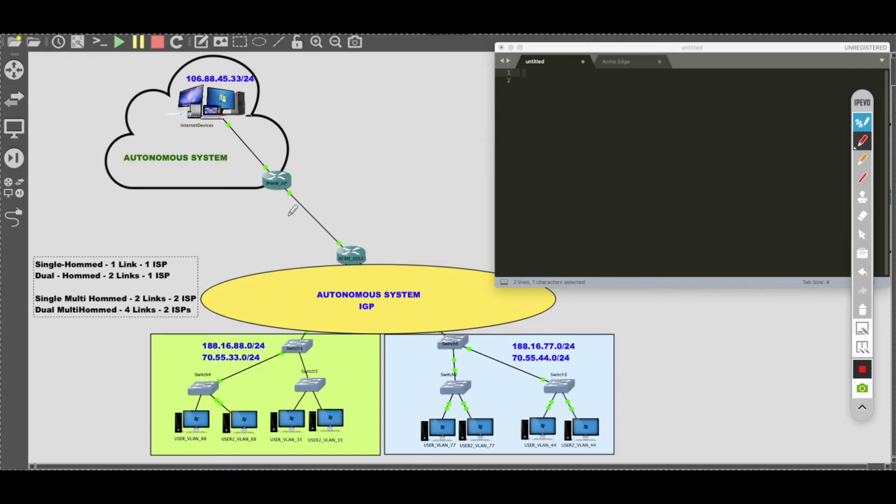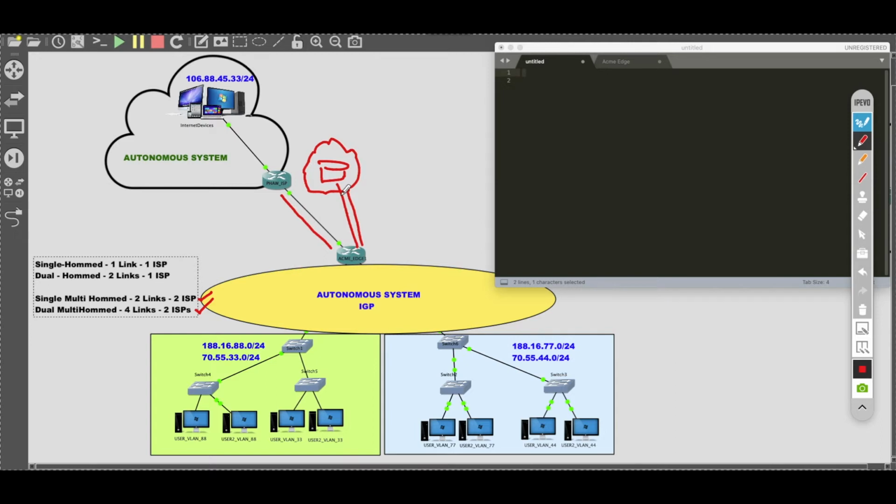Now, the most ideal situation, at a minimum, would be the single multi-homed environment, where you would be connected to two different ISP providers. So one link to two different ISP providers. This provides internet redundancy and solves a lot of the problems that are present with the single or dual homed environment. However, the best resiliency or redundancy model by far is the dual multi-homed environment, which is two pairs of independent links going to two different ISP providers. This provides the most redundancy by far.